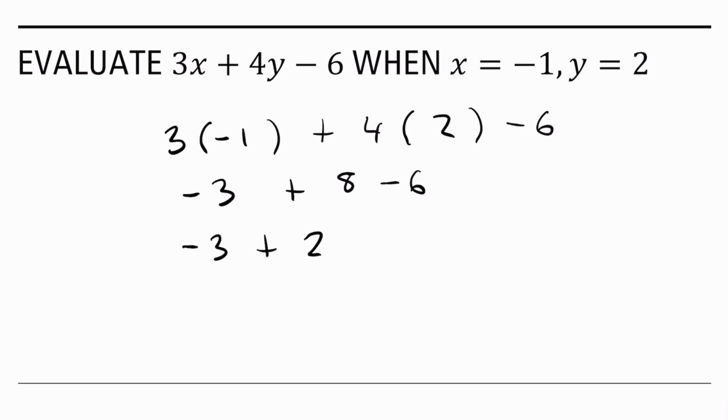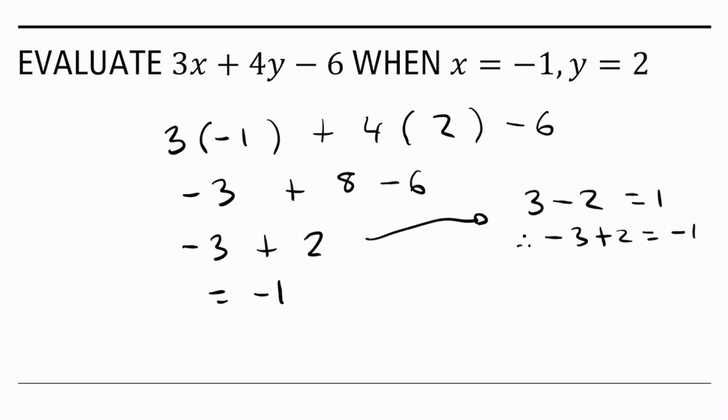Now, what you could do is flip the signs. So instead of having negative 3 plus 2, you could have 3 minus 2, which would equal 1. Therefore, negative 3 plus 2 would be the opposite. So therefore, it would be negative 1. And so you would end up with this whole expression equals negative 1.